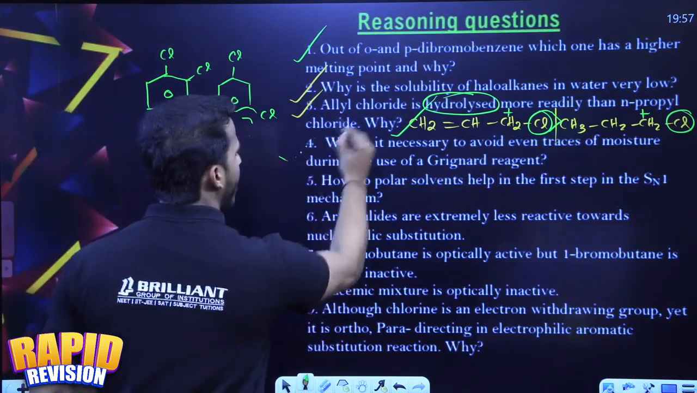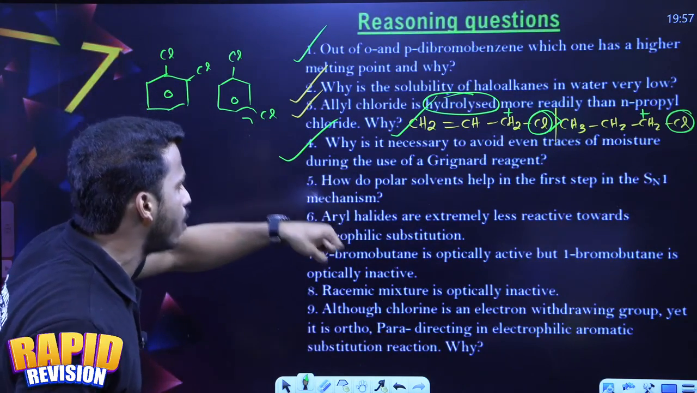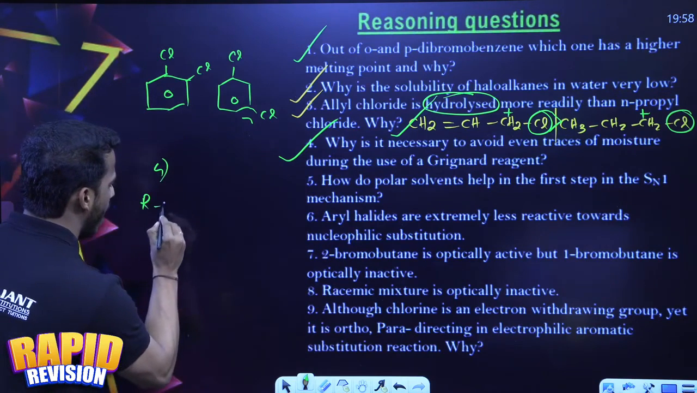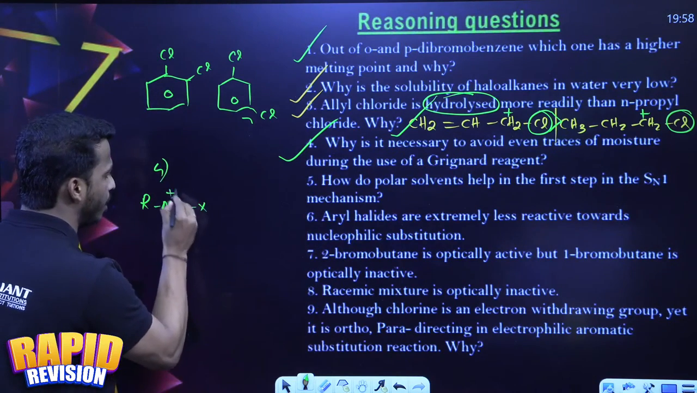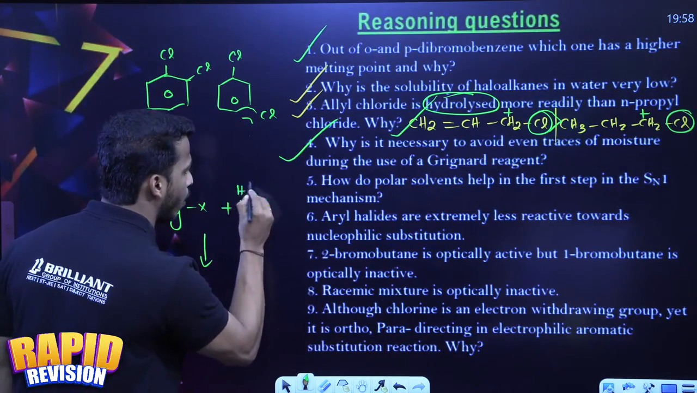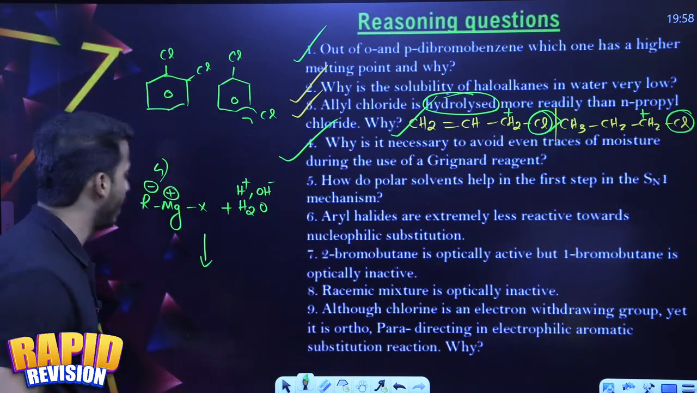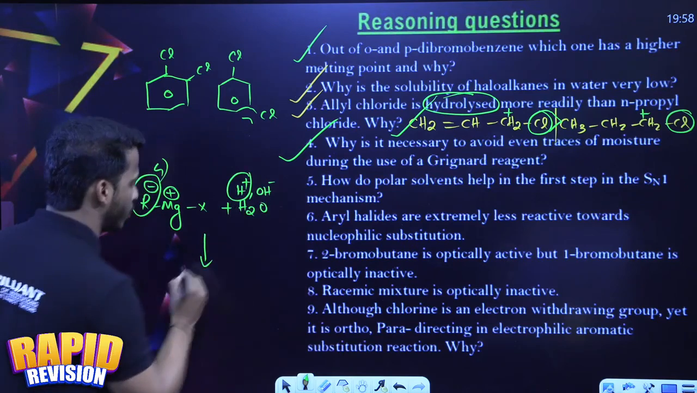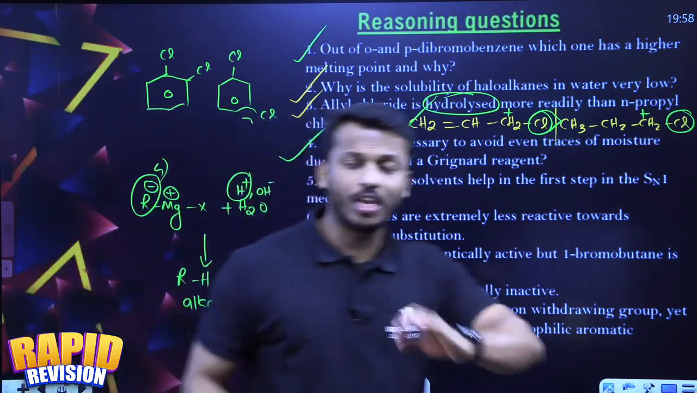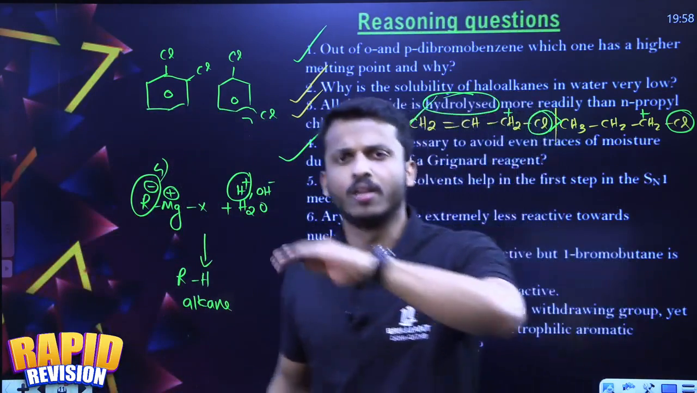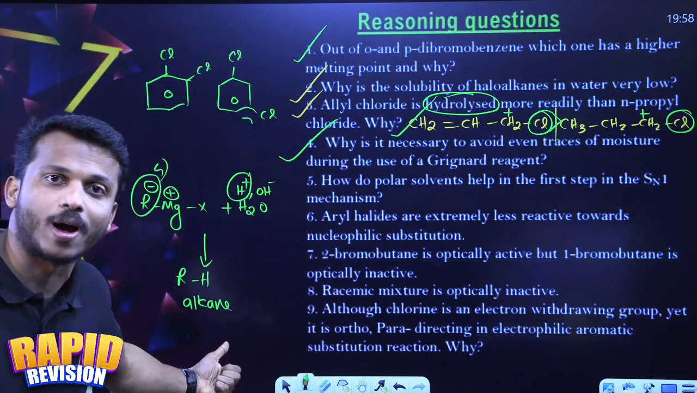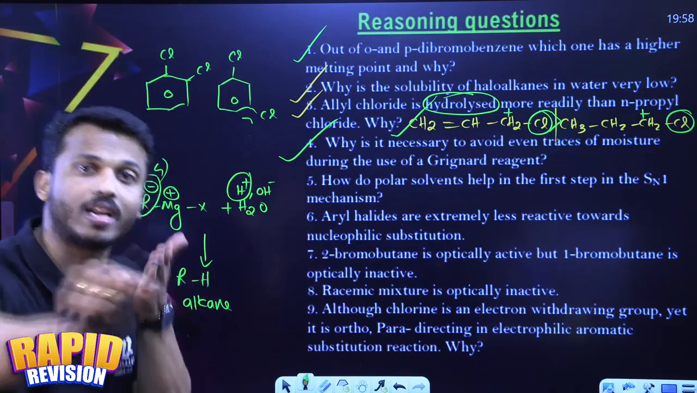Question number four: why is it necessary to avoid even traces of moisture during the use of Grignard reagent? You know very well, what is Grignard reagent, dear all? RMgX, where Mg plus, R minus. If you treat it with water, which contains the ions H plus and OH minus, what happens? This R minus combines with H, and you will get an alkane. So if you want to keep the Grignard reagent as it is, moisture should not be there, because it immediately reacts with water and gives you a hydrocarbon, an alkane. Keep in mind all of you, please explain with the reaction.